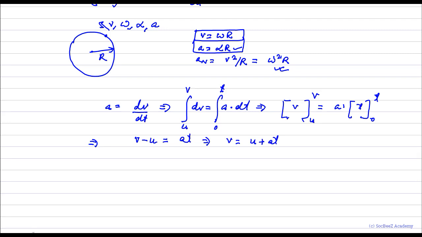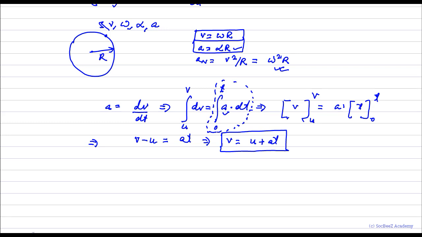It should be noted that this equation of motion has been derived keeping in mind that the acceleration is of constant magnitude. Had the acceleration been a function of time, I would have to integrate this whole term keeping a as a function of time. So in that case the result would have been completely different.